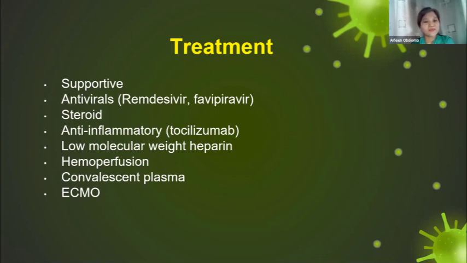And then we also give low molecular weight heparin because patients have the tendency to form clots in the blood. So we give this to patients. And there's also hemoperfusion, where the same machine as the dialysis machine is used, but a different cartridge. The purpose is to filter the inflammatory mediators that are released by the body during the infection.